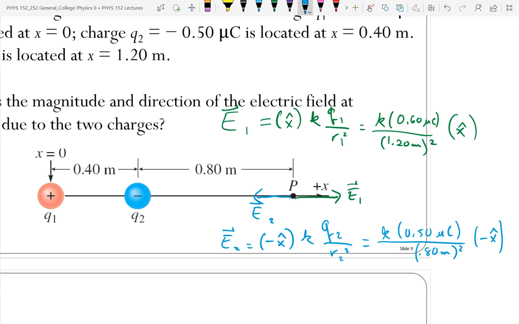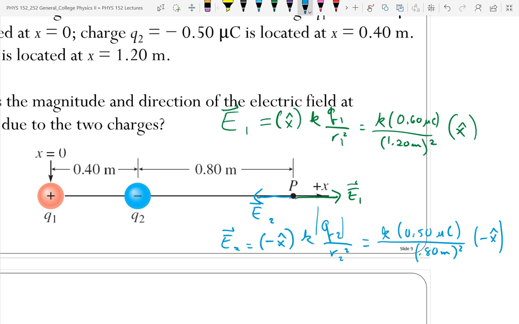Now, the astute might notice that when I wrote this down, Q2 is a negative number, and I didn't put the negative number in. Why did I not put in the negative sign? It's affecting the direction. I'm doing the direction separately. If I had been real careful, I would have put an absolute value sign here because I'm only finding the magnitude.